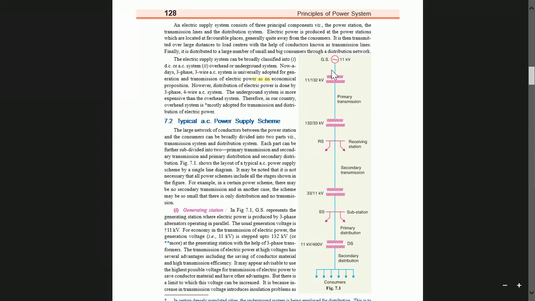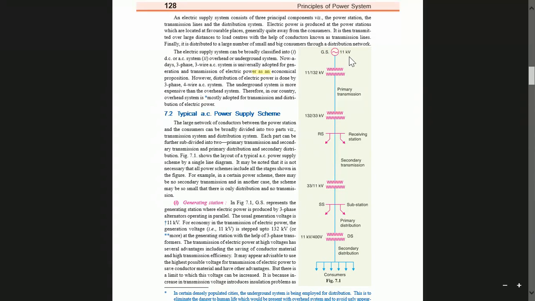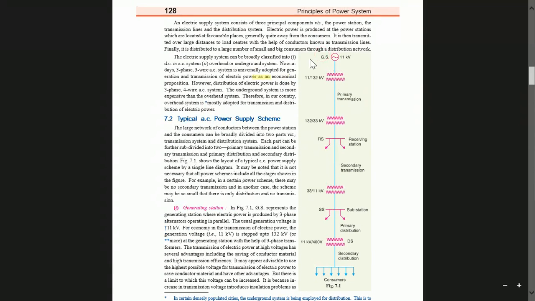By using the transformer, whatever power is generated will be stepped up to 132 kV, 400 kV, and transferred through ACSR conductor. That is the primary transmission, from 11 kV to 400 kV, 220 kV to 132 kV. From primary to secondary transmission, where the receiving station is, it is transferred from 132 kV to 33 kV. Here a step down transformer will be used.